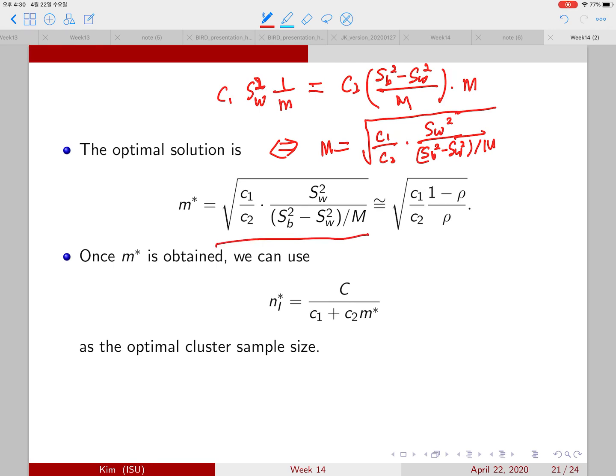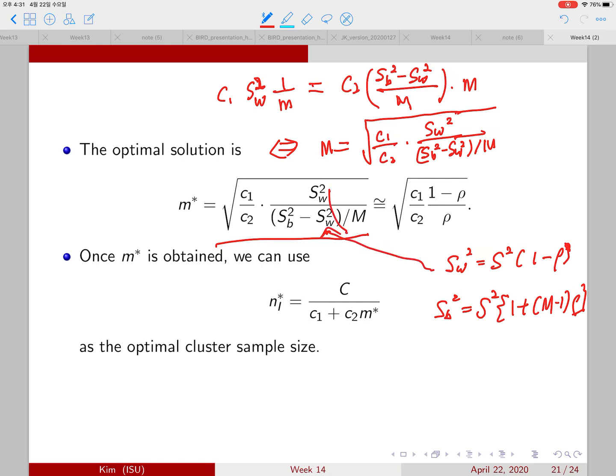Okay, and then the next step is we want to express S within and S_B between using the expression based on the intra-cluster correlation rho. So you plug this into here, and here, right? And then simplify, and you end up getting this form.